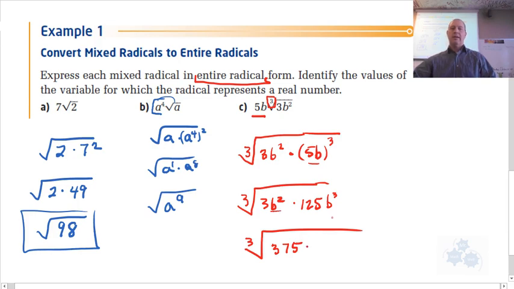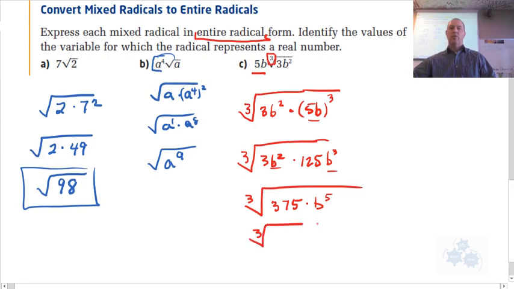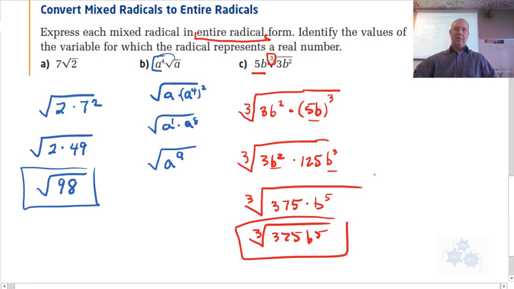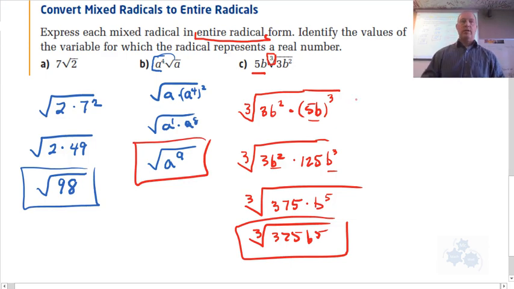And then b squared times b cubed is b to the... do you add or multiply? Add. Okay? 375b to the 5th. Cube root 375b to the 5th. There's your answer. Okay? Now, I don't know if I'm a liar or not. Do those answers match with the answers in your textbook there for the examples?